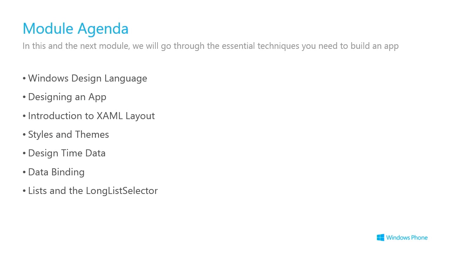So in this one, we're going to talk about the whole design language. Design is very important. We need to start by thinking about what it is we're trying to do. Then I'm just going to introduce you to XAML, for those of you who are not familiar with that. And then how we work with Windows Phone styles and themes, how we can create design time data to help with that creation exercise. Data binding is an important technology you have to understand. And then we'll look at how you create templates to show stuff in lists and the long list selector.